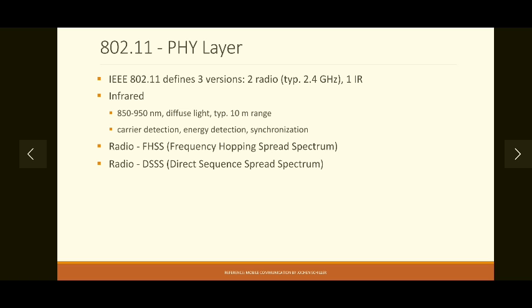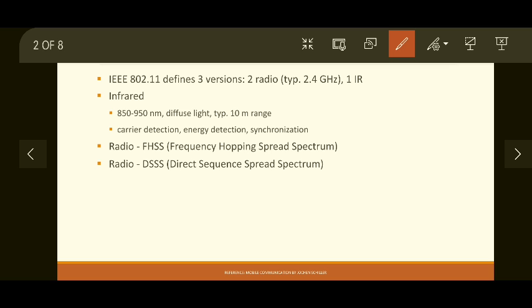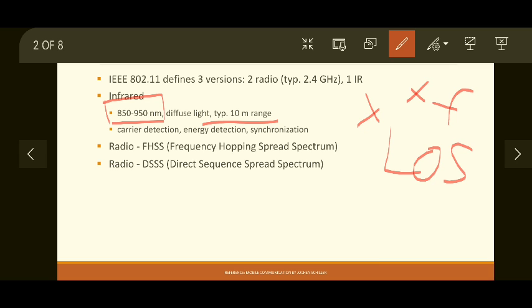Infrared transmission technology uses a wavelength of 850 to 950 nanometers. In the case of infrared, we talk about wavelength rather than frequency; we rarely mention the frequency. Infrared rays are mentioned in terms of wavelength, which should be within this range. It uses diffuse light for communication, which can reach a typical range of 10 meters. The range of infrared is very short, up to 10 meters only, and a line of sight connection is required.